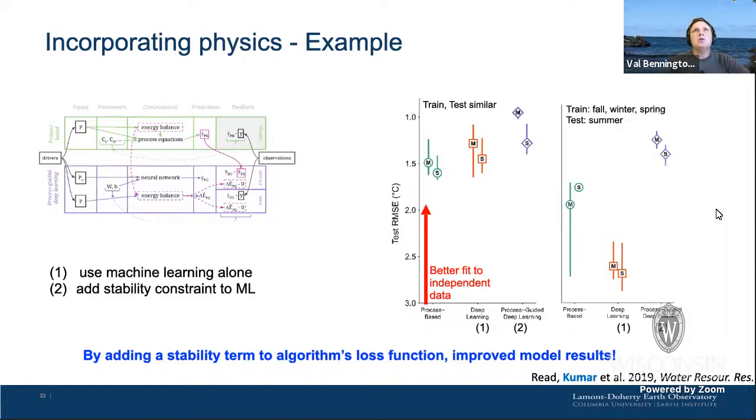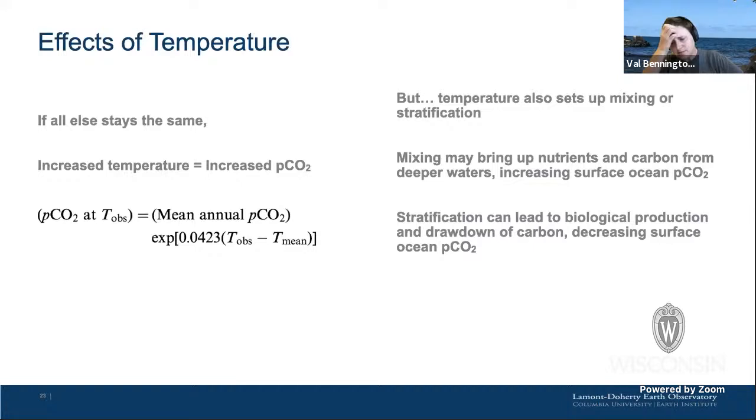So how can we incorporate some physical knowledge we have about the ocean carbonate system into our machine learning approach? In order to understand our approach, you need to understand the effects of temperature on ocean pCO2.